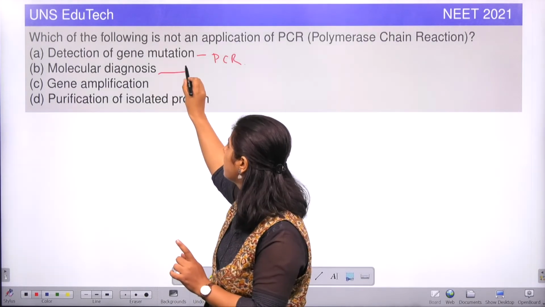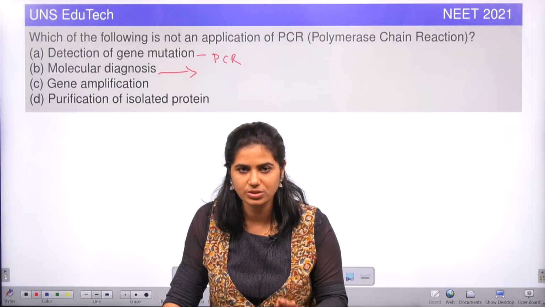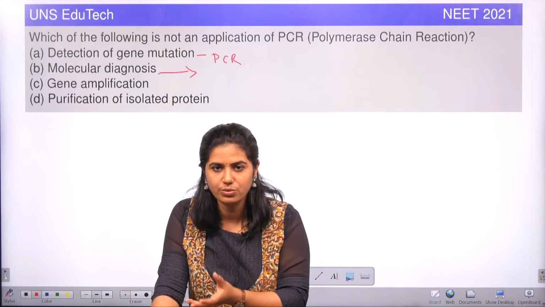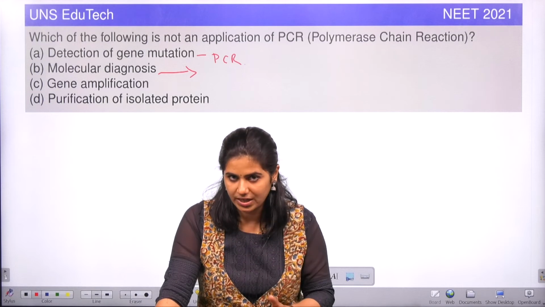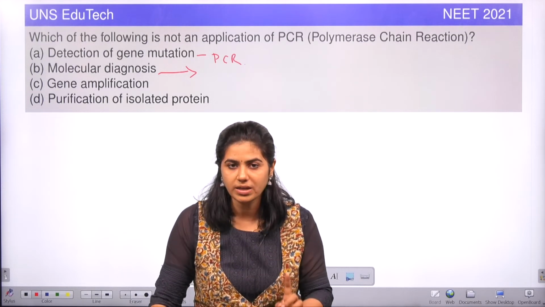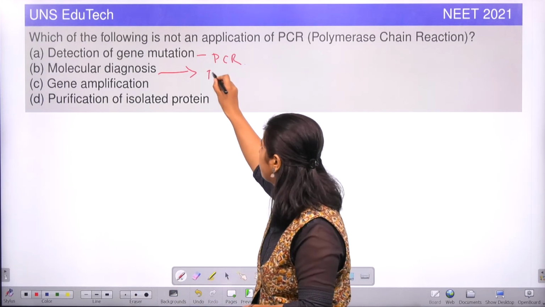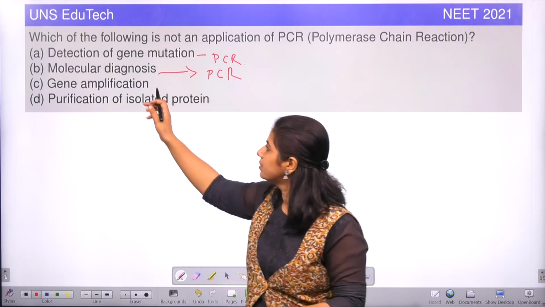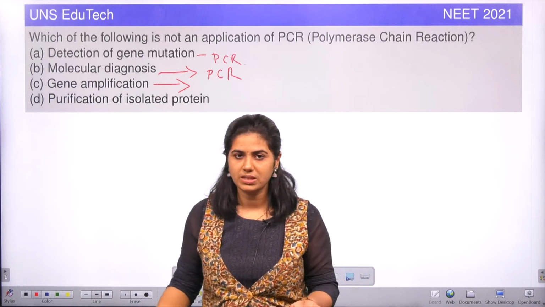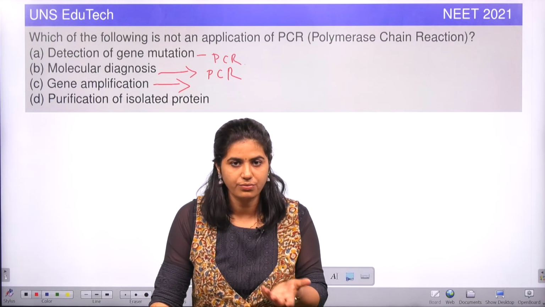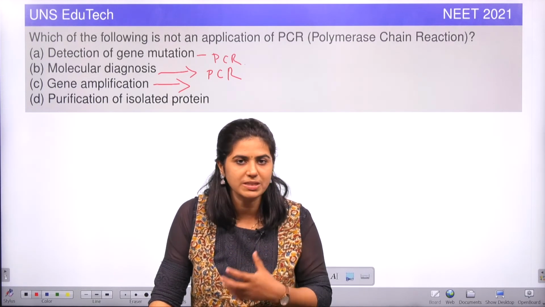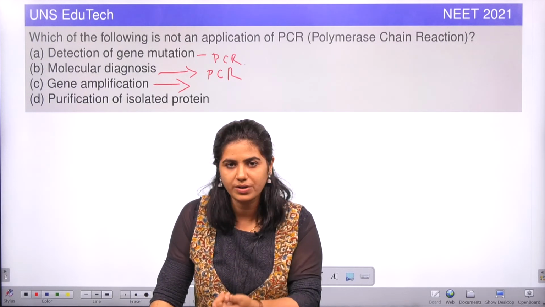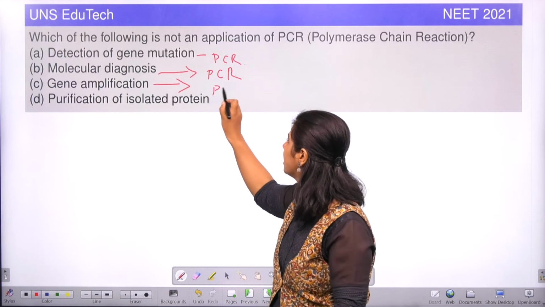The second option is molecular diagnosis. Molecular diagnosis is the same, that is, at the molecular level, the DNA level. We will check whether there is some mutation or any other changes in the DNA. So it is also an application of PCR, right? All these are at the DNA level only. Now the third option is gene amplification. Obviously, the function of PCR is to amplify DNA. A gene is a fragment of DNA, so obviously this is also a part of PCR, right?